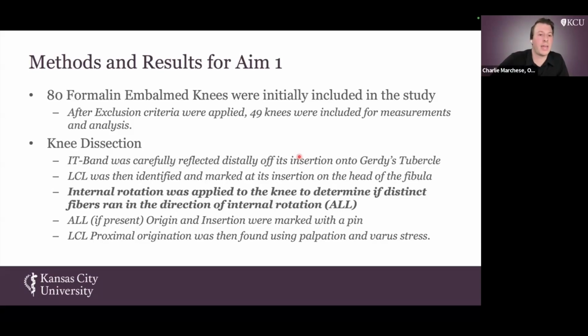And this is where we added some internal rotation to the knee to determine if distinct fibers ran in the direction of the internal rotation. Once that was done, the ALL, if present, the origin and the insertion were marked with a pin. And then we retro-dissected to the proximal origination of the LCL. We also used some palpation and some varus stress to help figure out where that LCL runs.